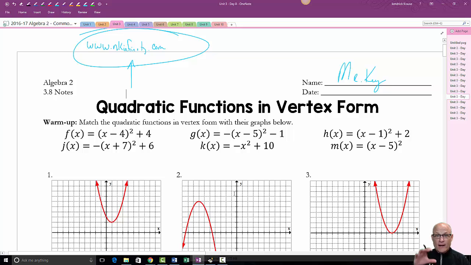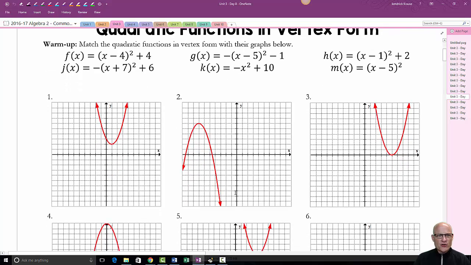The first thing we're going to do is try to match up a graph with a parabola, thinking about all those little transformations that we talked about. First, we're going to circle all of the parabolas that open up, or are concave up. That's going to open up, and that's going to open up, and that's going to open up, and that's going to open up.